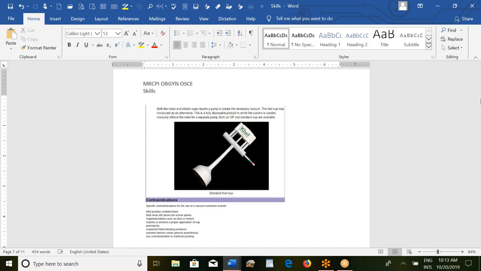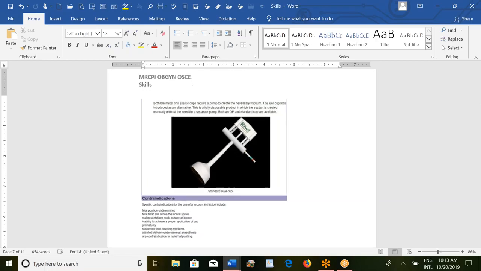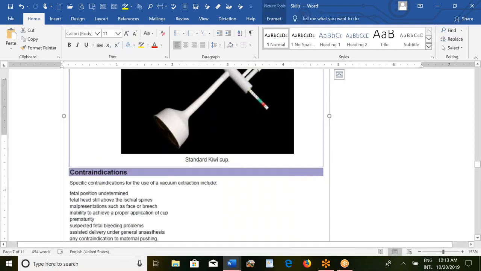Okay, so if you cannot determine the position of the head, do you think that we should proceed with operative delivery, instrumental delivery? No, we should not proceed. We should either call the senior, or we should prepare the patient for cesarean section.